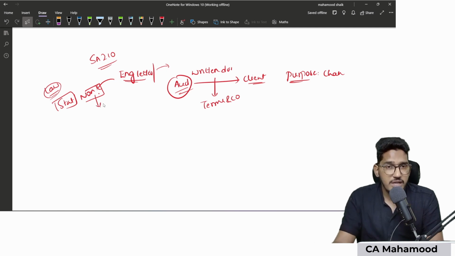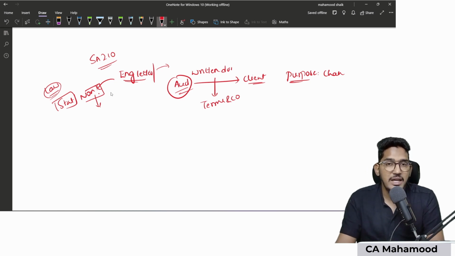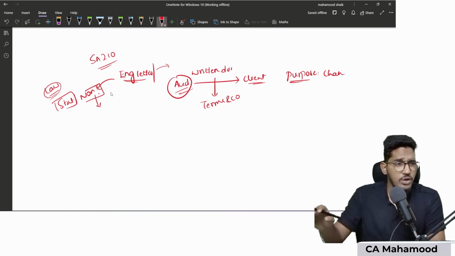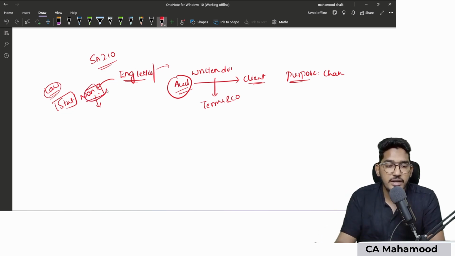But in the case of non-statutory audit, there is no law which is governing the audit. So the chances of misunderstanding are much higher, and if misunderstanding comes, it will be highly difficult. No law will come to the rescue. That's why engagement letter is highly recommendatory in the case of non-statutory audits.